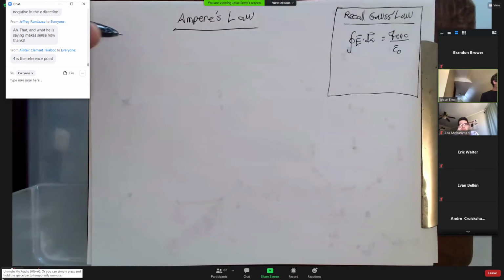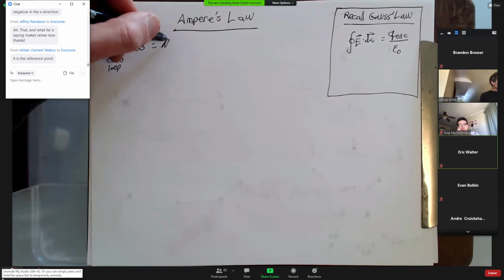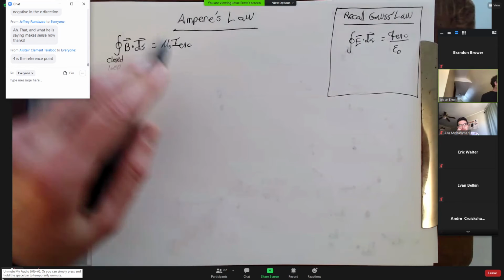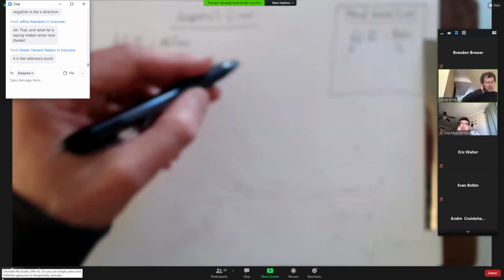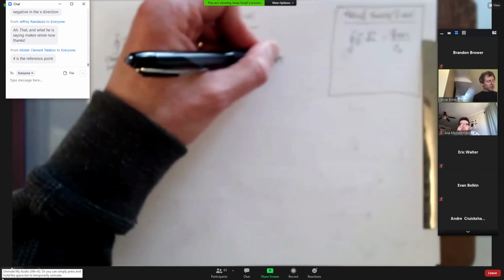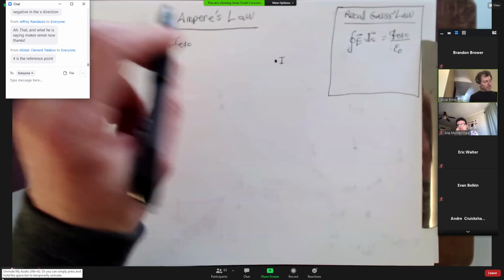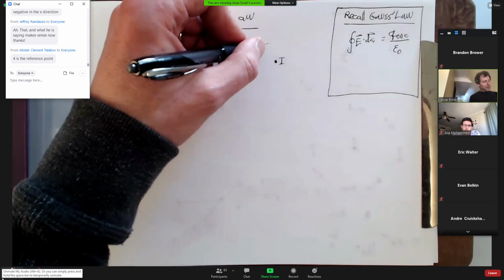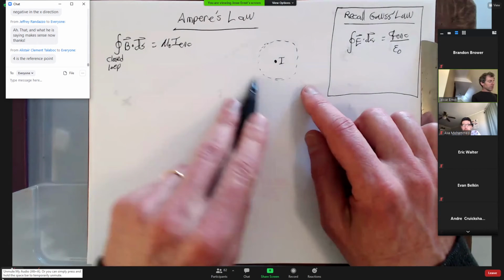So Ampere's law is going to be a very similar thing. It's going to tell us that the integral of B dot ds around a closed loop, so it's not a surface, it's a closed loop, is equal to mu naught times the current that's breaking through the loop. Well, what does that mean? So let's suppose I have a wire with current I, and we're going to do this in more detail next class, but let's suppose I have a current I coming out of the page. And let's suppose I draw a loop around it like this. This is not a surface, that's just a circular loop around it.